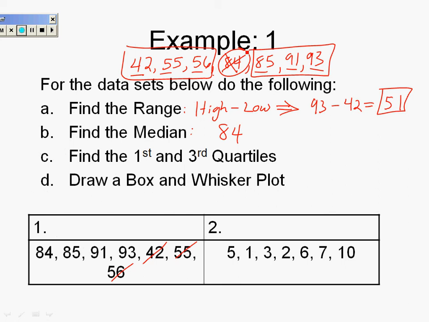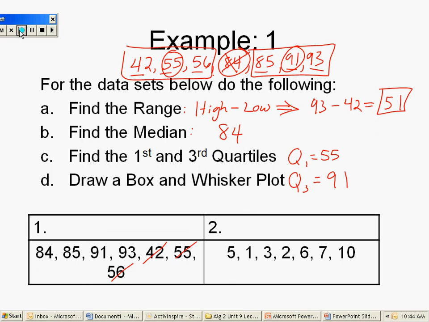So the lower half will tell me what my first quarter is. What is it? 42. The middle number is 55. So quarter 1 equals 55. And now we'll do quarter 3, which is 91. The middle of the upper half is 91.